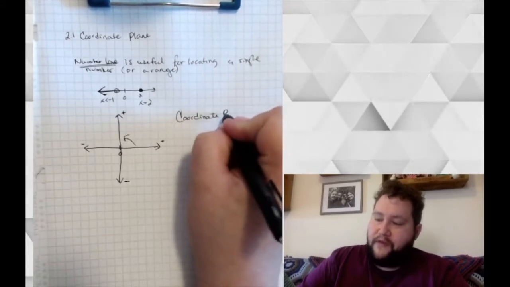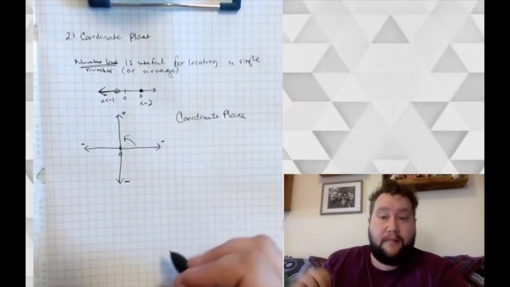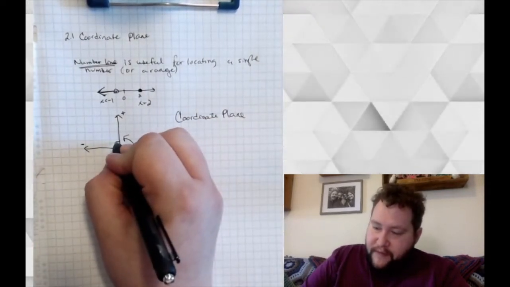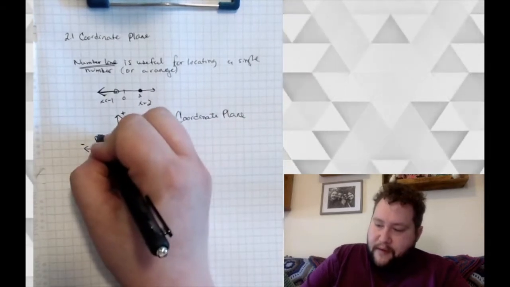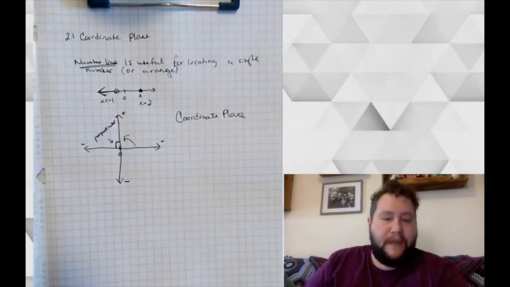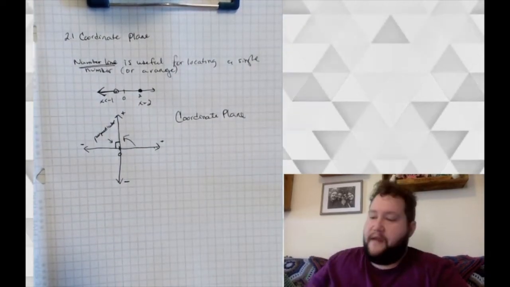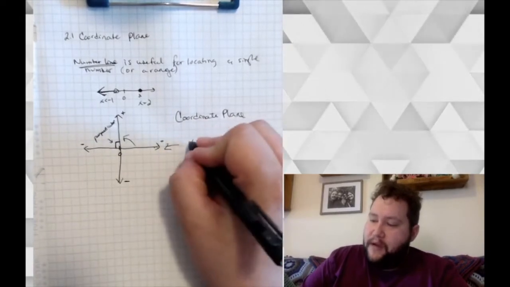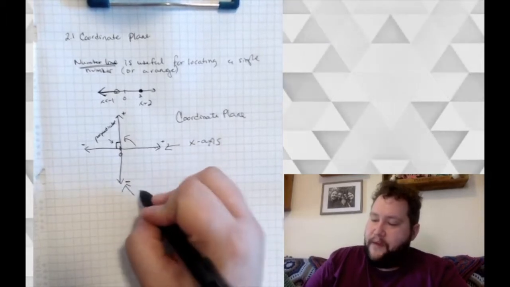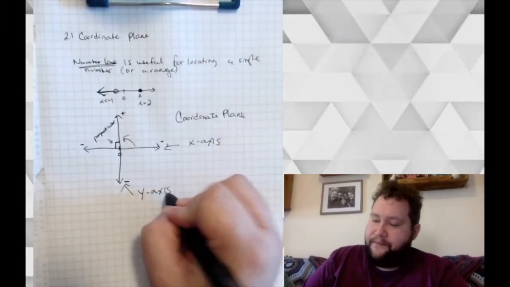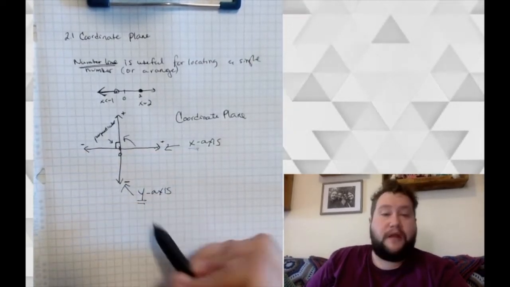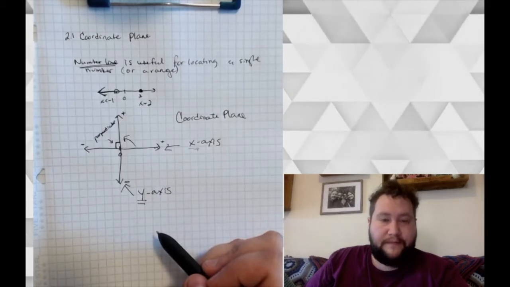The coordinate plane is just two number lines that are perpendicular to each other. In a geometry class, we put this little square bracket, which means that they're perpendicular. And we have some names for these things. This first number line we call the x-axis, and our second number line we call the y-axis. So our horizontal number line is our x-axis, and our vertical number line is our y-axis.